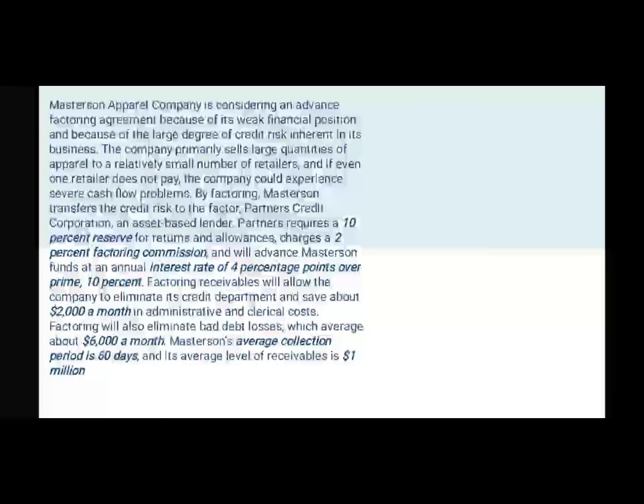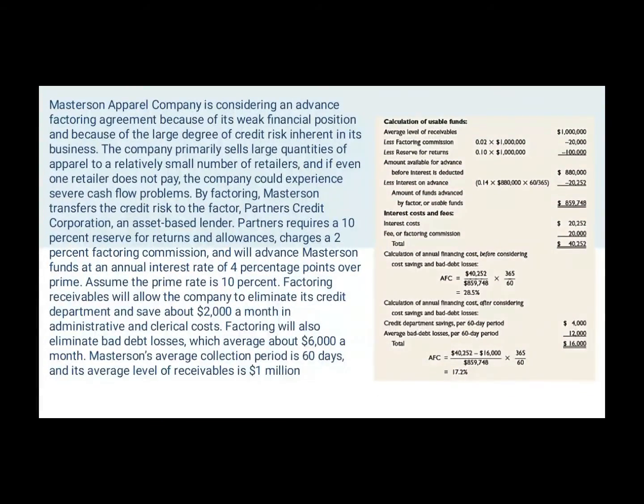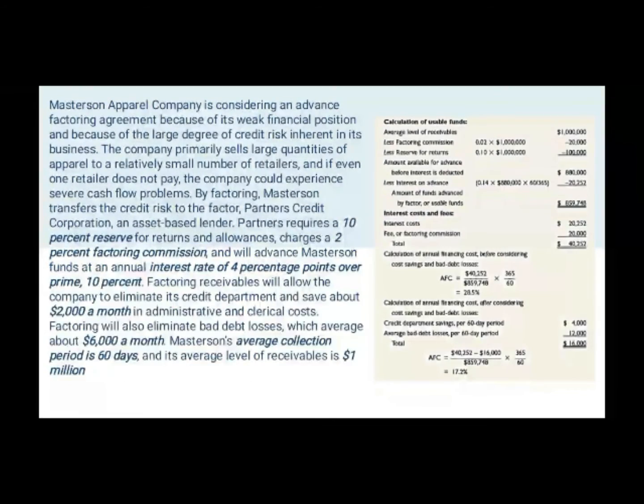Now let's have an example. For this example, we are asked again to find the annual financing cost. It has the same formula as pledging accounts receivable. So in calculating, we must first compute for the usable funds and interest costs and fees. Let's compute for the usable funds.